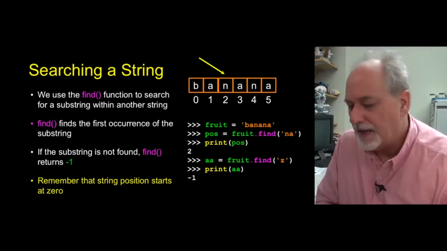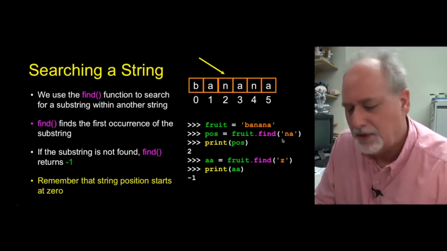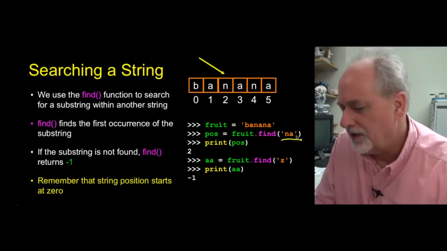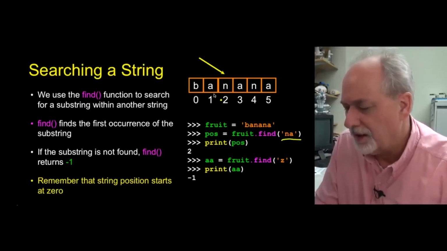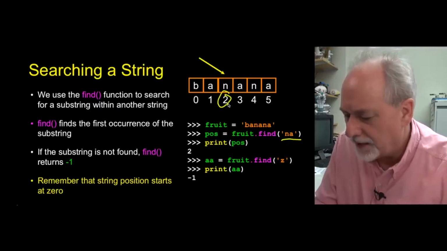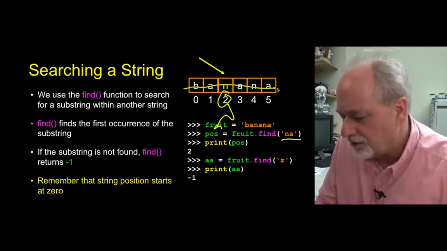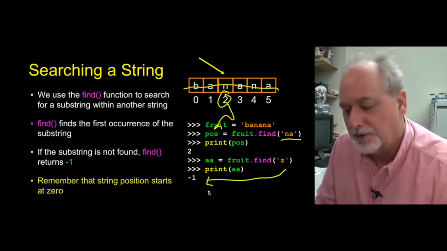So the find operation says find me a substring within a string, right? Find me the first NA and give me back the position. So that gives me back 2. And then I can say go find a Z in there. Well, there's no Z, and so it returns -1. So that's what the find does.